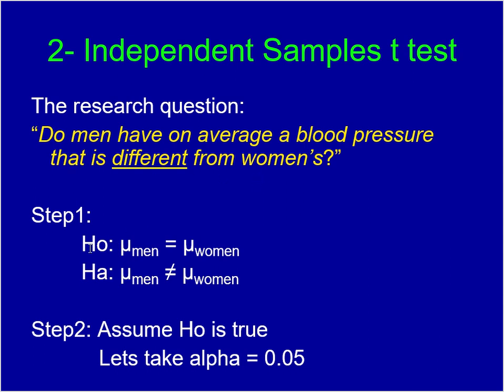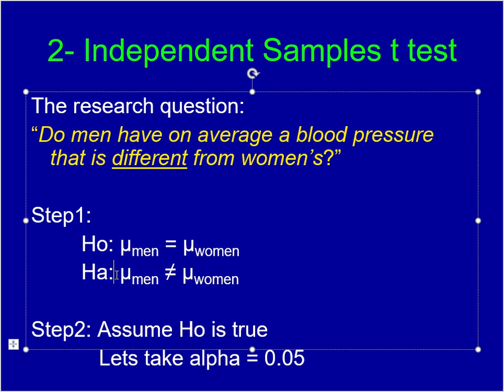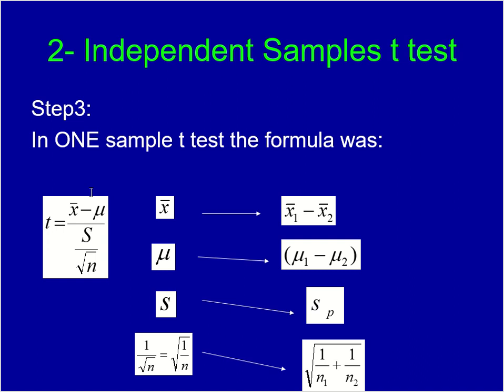The null hypothesis is written as mu men equal mu women. The alternative hypothesis, they're not equal. Assume the null is true, set alpha at 5%. And now we calculate the formula. So as I did in the previous video, I have the t-test here. I split it into its components, the x bar, the mu, the s, and the 1 over square root of n. And I show you that the x bar is replaced by x bar 1 minus x bar 2. I show you that mu is replaced by mu 1 minus mu 2. The s is replaced by s pooled, and the 1 over square root of n is replaced by the square root of 1 over n1 plus 1 over n2, all of that. Now remember, mu1 minus mu2 according to the null hypothesis is going to be equal to 0.